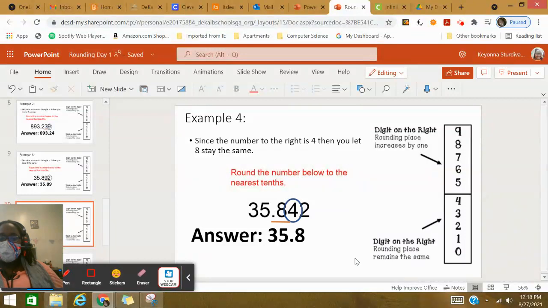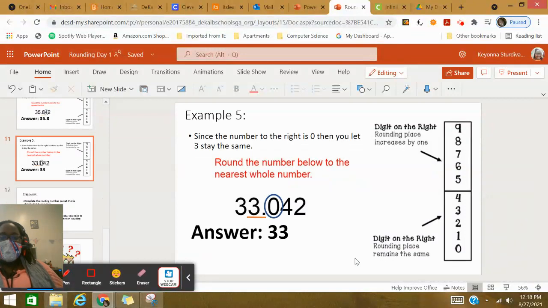All right, let's look at the next one and the last example. This one says round the number below to the nearest whole number. So we have 33.042. 3 is the whole number, the 1s place. And 0 is my 10th place, the value I'm looking at on the right. Since the number to the right is 0, then let 3 stay the same. So my answer here will be 33.